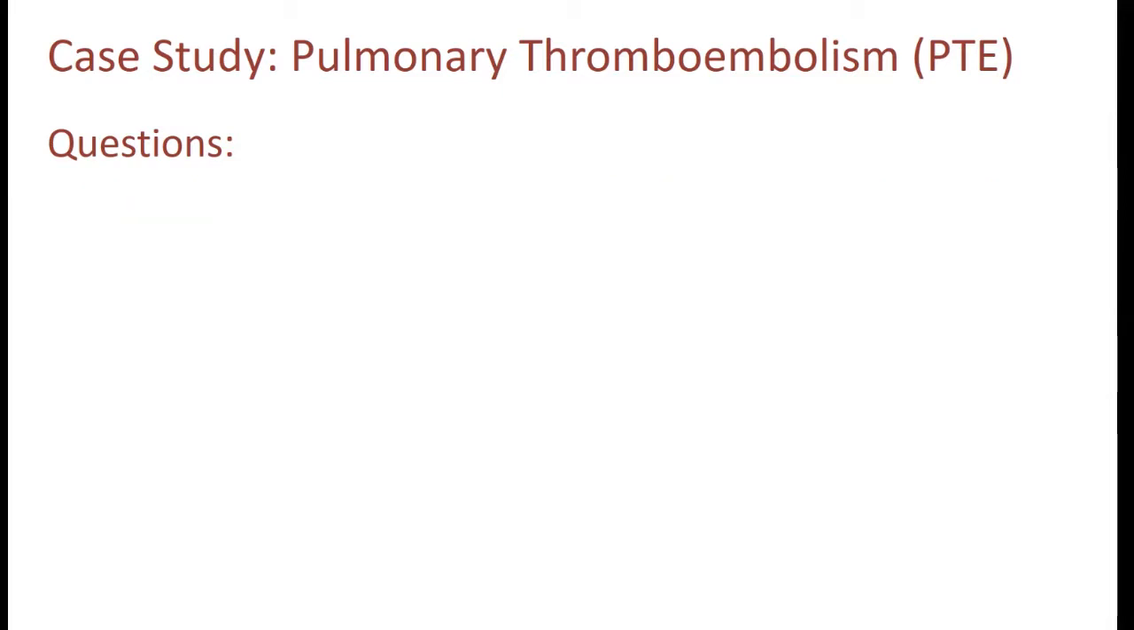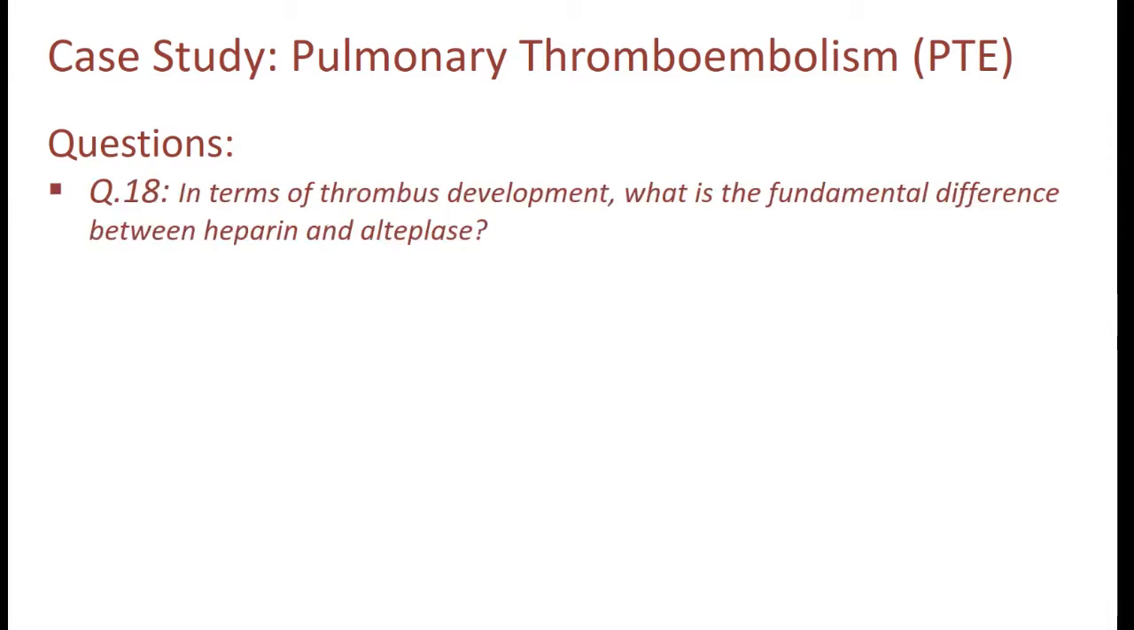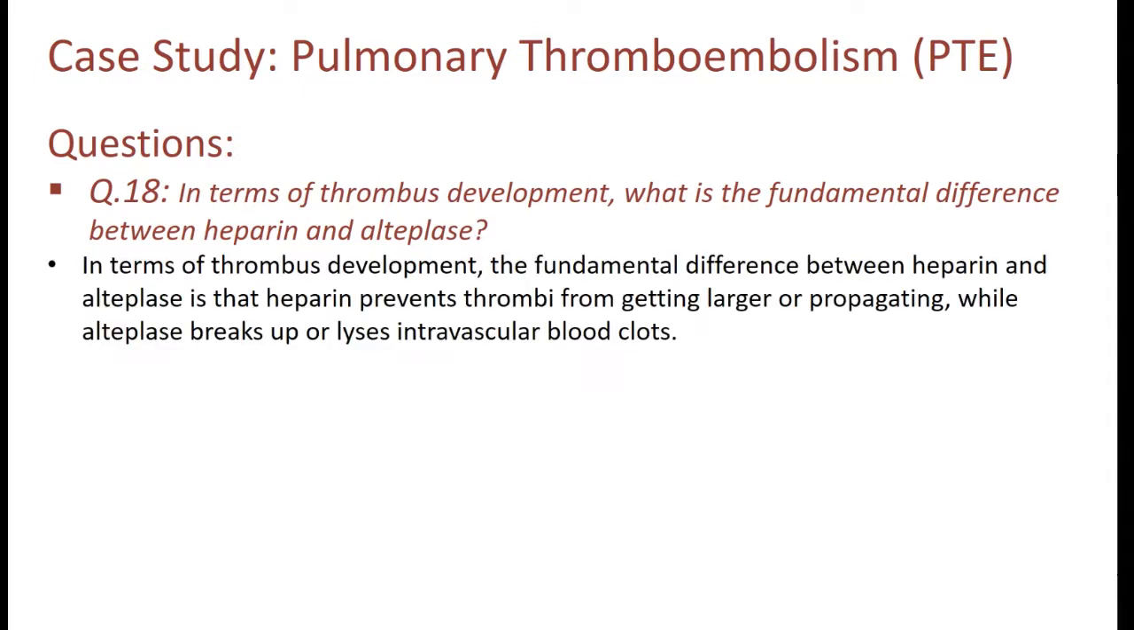Okay, in terms of thrombus development, what is the fundamental difference between heparin and alteplase? Both of them can be given in the context of a thrombus. What is the difference between their effect? Heparin is anticoagulant, alteplase is thrombolytic. So as the name implies, heparin is an anticoagulant. What does it do? It prevents thrombi from getting larger or from propagating, while alteplase is a thrombolytic. It breaks up or lyses the intravascular blood clots. So if the thrombus is still forming, you give heparin. And for an already formed thrombus, you give thrombolytics.